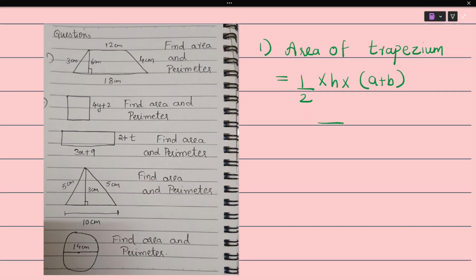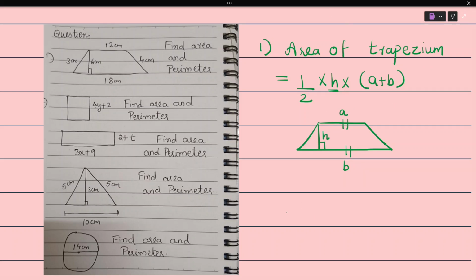For example, if you have a trapezium like this, the parallel sides are this one. And h is nothing but the height, the perpendicular height of this trapezium. So either you can take this side as a and the other parallel side as b, and this perpendicular distance is known as h. So area of a trapezium is equal to half into h into a plus b.